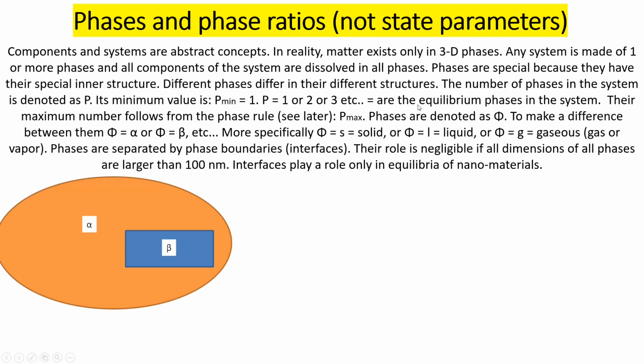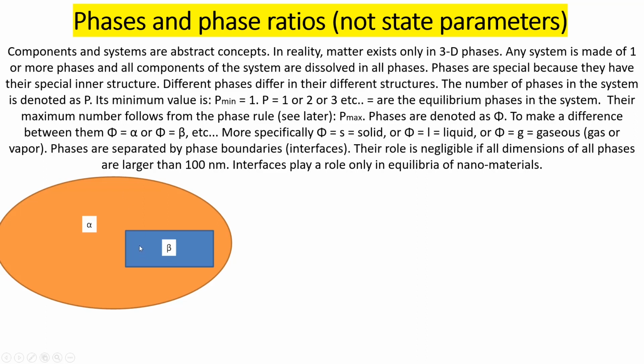Generally, the phases are denoted as phi, capital Phi, but if I want to make a difference between them, then I call them alpha or beta by small Greek letters. I also can use different states such as solid, liquid and gaseous, the first letters. So instead of alpha or beta, I can call a phase S, abbreviated for solid, or L, small, for liquid, or G, small, for gaseous, which means a gas or a vapor phase.